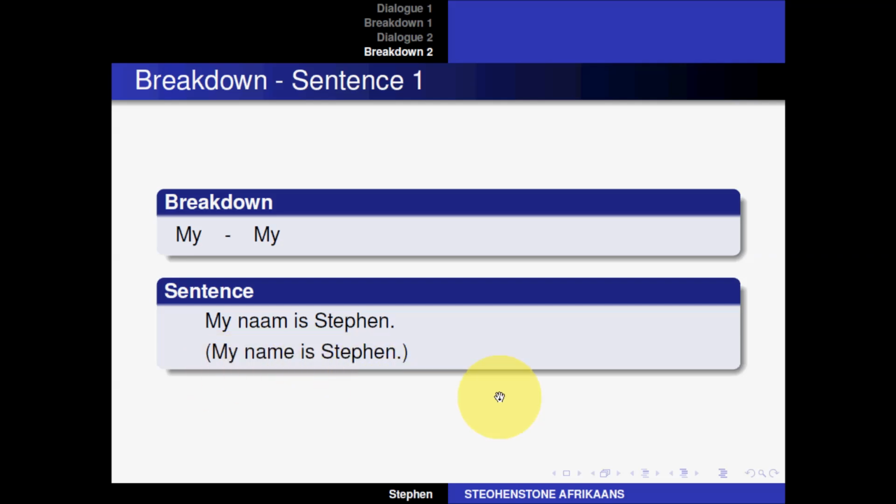Let's look at the second sentence. Here we need the Afrikaans word for wife, and that word is vrou. The Afrikaans sentence is my vrou se naam is Laura. My wife's name is Laura. So the word se is the English apostrophe s. Vrou se naam, my wife's name.